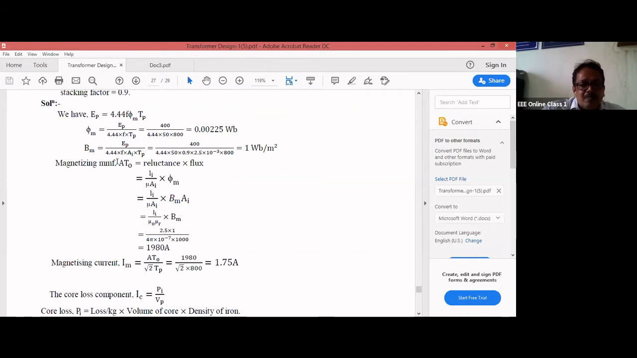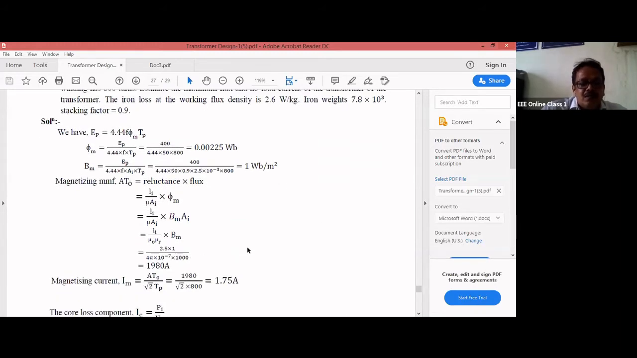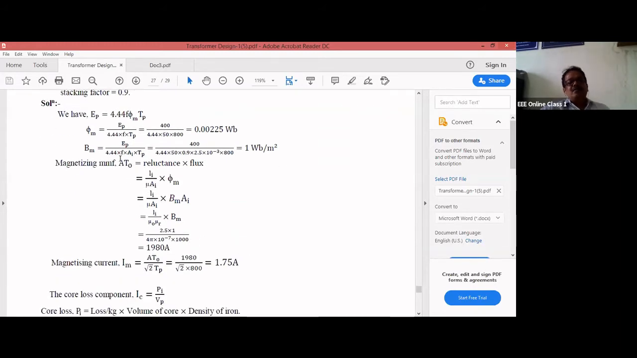Bm you calculated. What is Bm here? 1 Weber per meter square. 2.5 into 1 divided by what is mu naught? Mu naught is nothing but 4 pi into 10 power minus 7 into mu r. Relative permeability is given here, 1000. Mu r is equal to 1000. If you calculate, directly what you got is AT naught. So AT naught is equal to 1980 ampere turns.